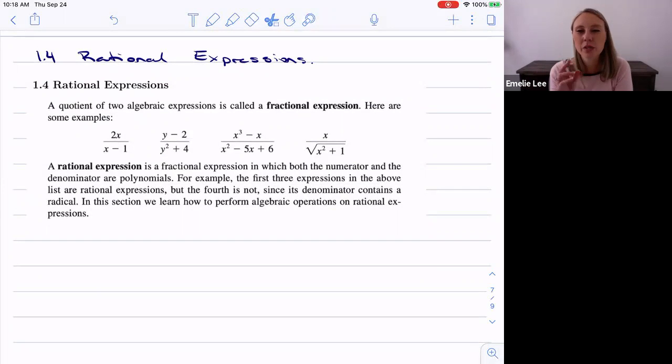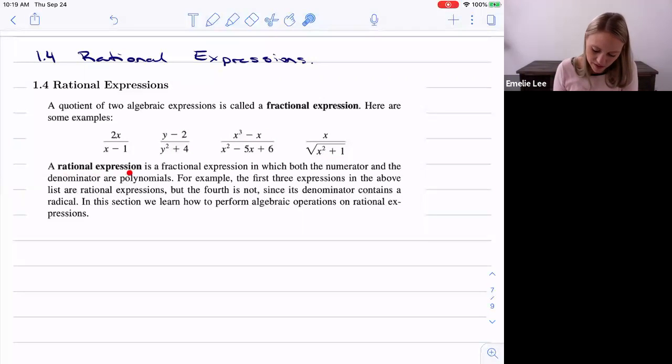So a quotient is just a fraction, right? And so a quotient of two algebraic expressions is called a fractional expression. So like I said, a fraction. An algebraic expression is just anything that we've seen that's more than just a number, right? So 2x, or y squared plus 4, or x to the 3 minus x, or the root of x squared plus 1. These are all algebraic expressions. Okay? And so a quotient of these two is called a fractional expression.